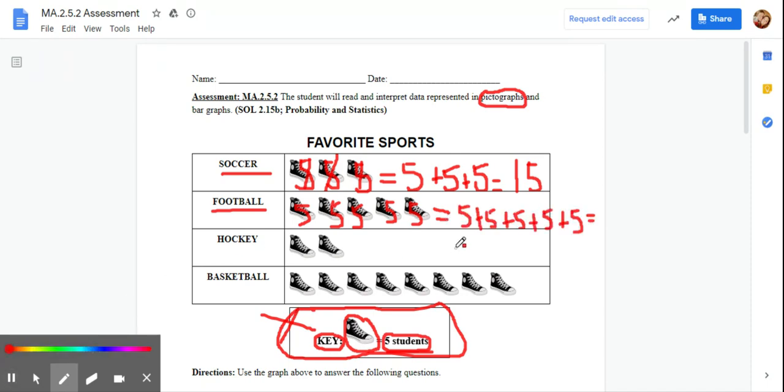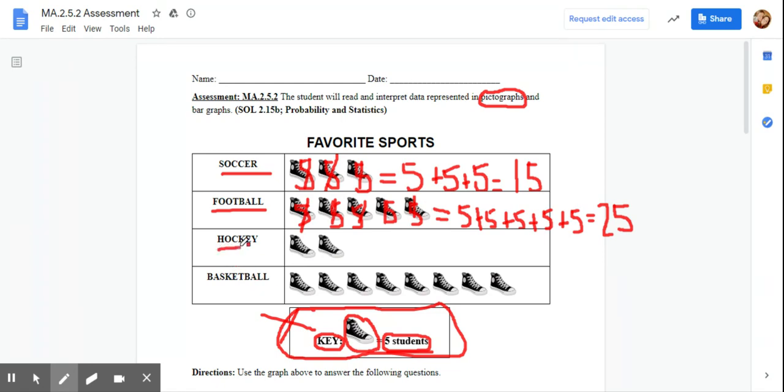Once I have my number sentence, I can then solve to find the sum. 5, 10, 15, 20, 25. So I know 25 students picked football. Again, I'll go back and use my scholarly thinking and strive for accuracy and actually count the pictures in the pictograph. 5, 10, 15, 20, 25.